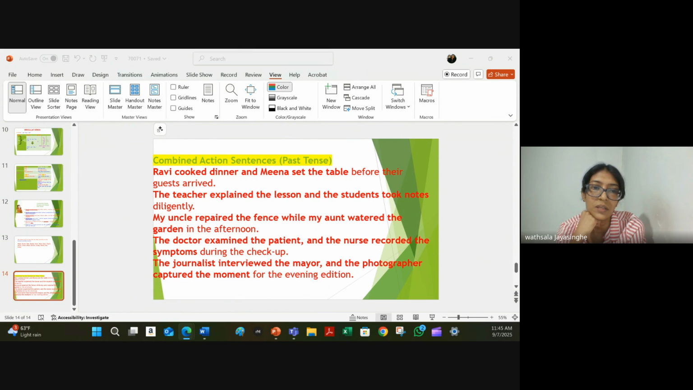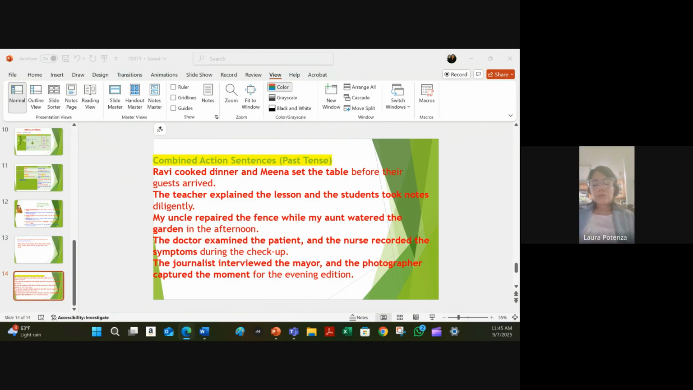The second one: the teacher explained this lesson and the students took notes diligently. And third one: my uncle repaired the fence while my aunt watered the garden in the afternoon. The next one: the doctor examined the patient and the nurse recorded the symptoms during the checkup. The journalist interviewed the mayor and the photographer captured the moment for the evening edition.